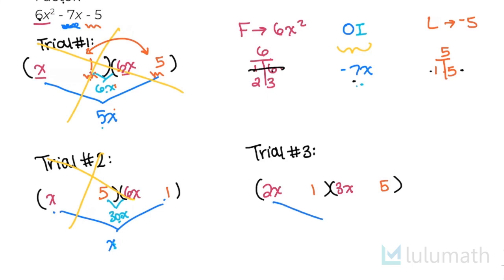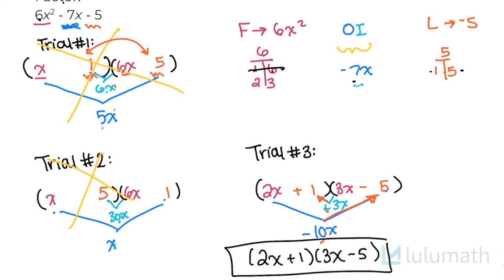So for my outer, 2x times 5 is 10x. And then for my inner, 1 times 3x is 3x. And I can get a negative 7x from those numbers if the 3x is positive and the 10x is negative. Well, this positive 3x right here is going to tell us that this 1 right here is positive, and this negative 10x right here is going to tell us that this 5 right here is negative. So that gives us our final answer.